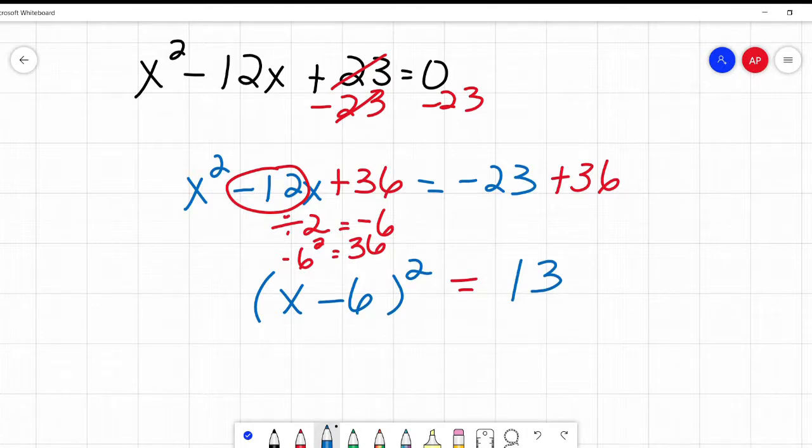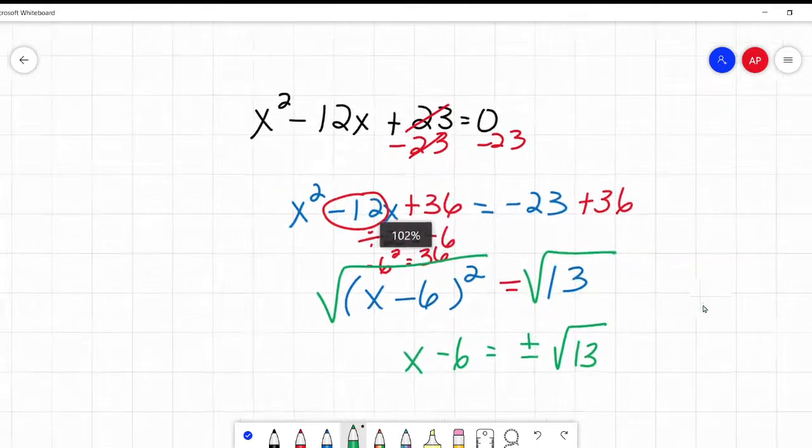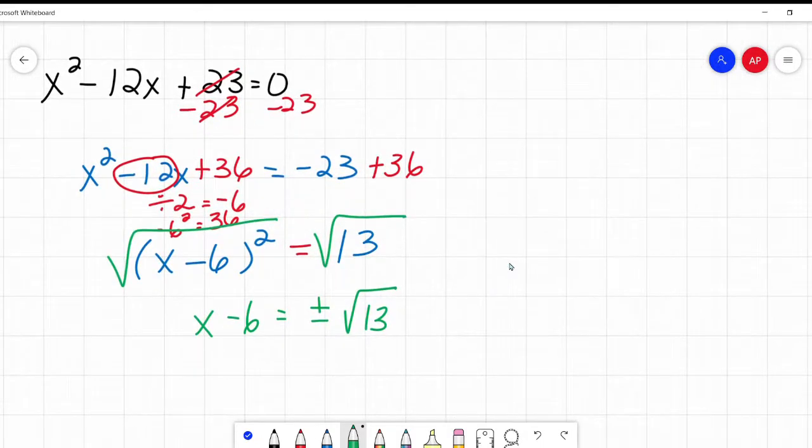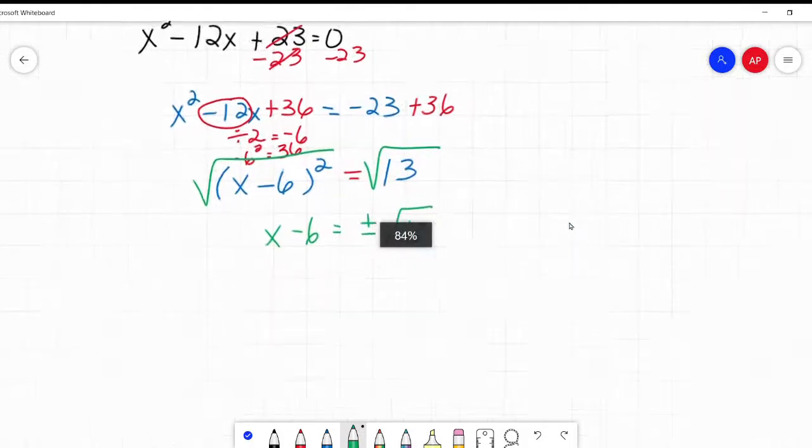All right, so now to solve for this same thing, I take the square root of both sides, and I get x minus 6 equals positive or negative square root of 13. You're like, ugh, that doesn't look very nice. Yeah, well, that's what you get sometimes in math. You get things that don't look very nice.